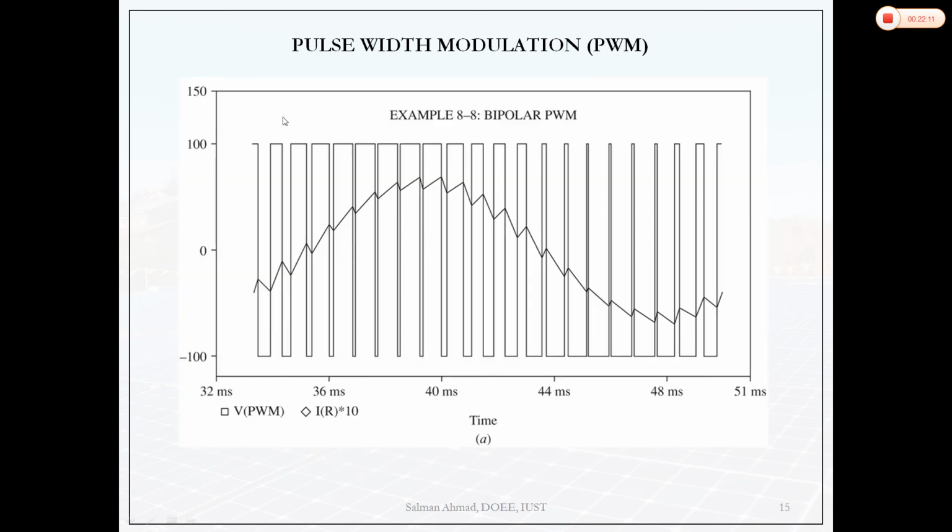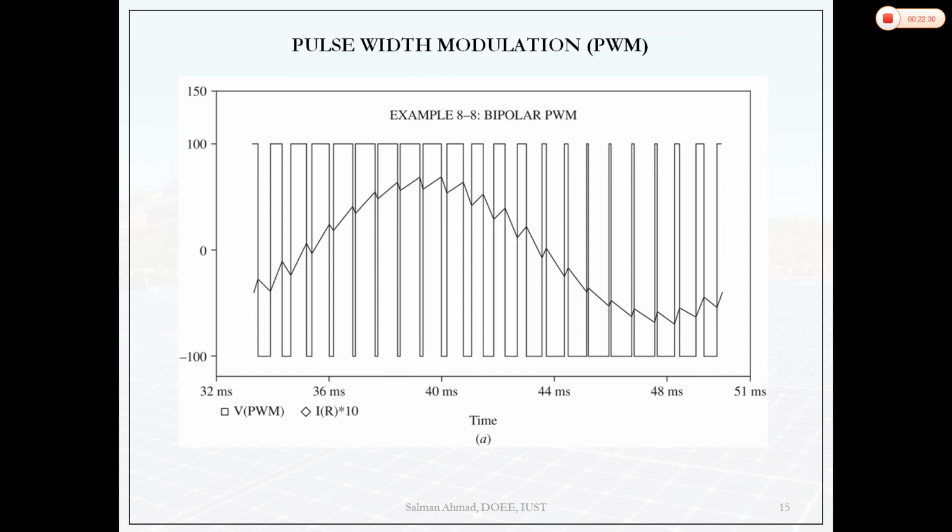So it is changing between plus VDC and minus VDC. Plus VDC, minus VDC, plus VDC, minus VDC. Logic 1 is applied to the switches in such a way that the output voltage is positive, and logic 0 is applied to the switches in such a way that the output voltage is negative.